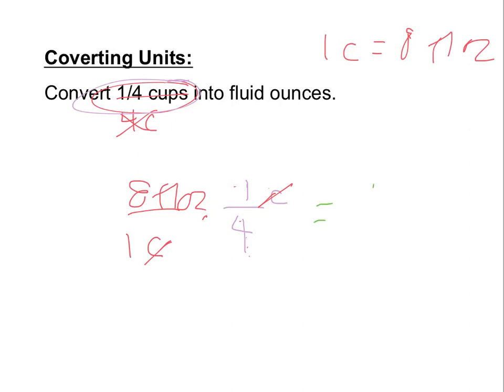Now 8 times 1 is 8. 1 times 4 is 4. 8 divided by 4 would be 2 fluid ounces.